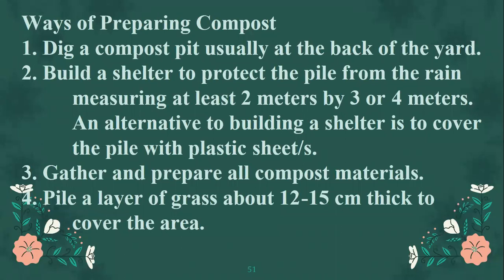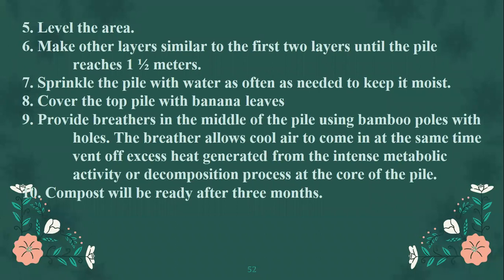You have to dig a compost pit, usually at the back of the yard. 2. Build a shelter to protect the pile from the rain, measuring at least 2 meters by 3 or 4 meters. An alternative to building a shelter is to cover the pile with plastic sheets. 3. Gather and prepare all compost materials. 4. Pile a layer of grass about 12 to 15 centimeters thick to cover the area. 5. Level the area.